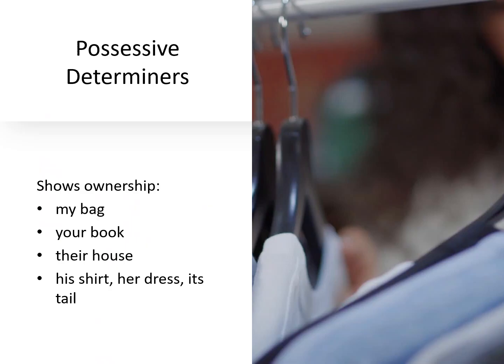Possessive determiners show ownership or possession. For example, my bag, your book, his shirt, her dress, their house, its tail. Now these can be changed into sentences like this is my pen, those are their books. These determiners tell us who owns something.